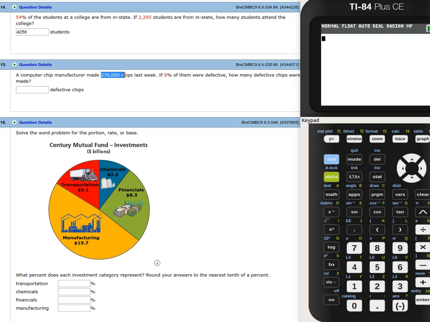It gives us the base, which is all the 270,000 chips. It gives us the rate, which is the 8%. We want to find the portion. And the portion is going to be the rate times the base. Also, in general, you could phrase this like, how much is 8% of 270,000? And the way you find a percent of a number is just by multiplying the percent times the number.